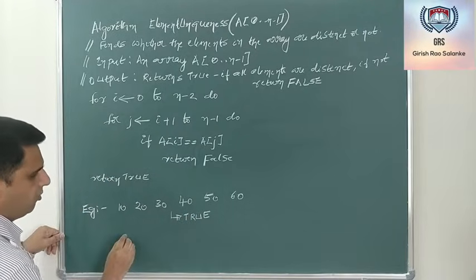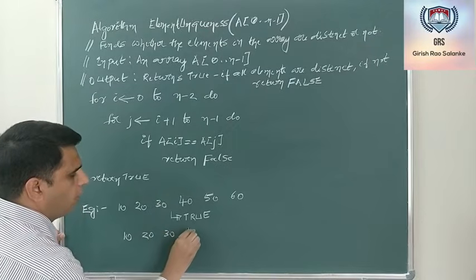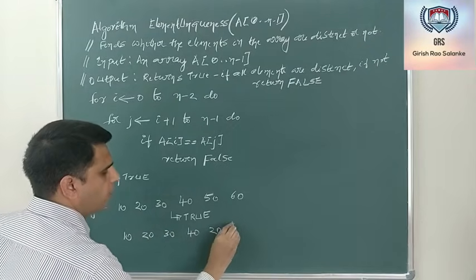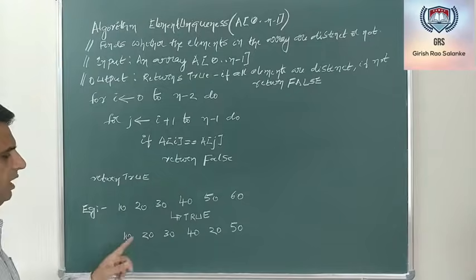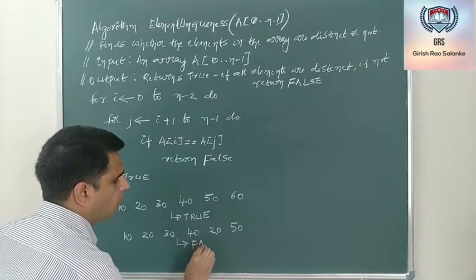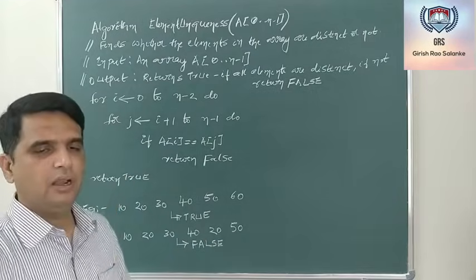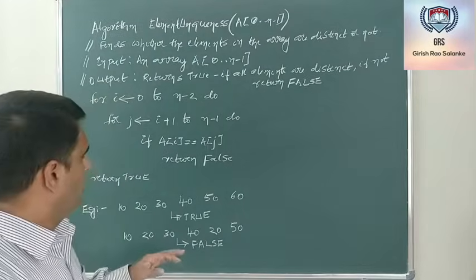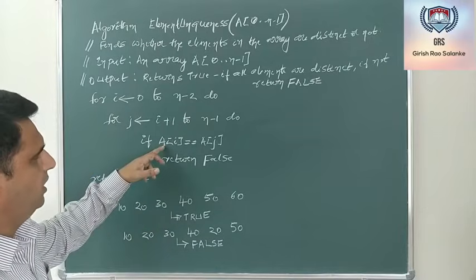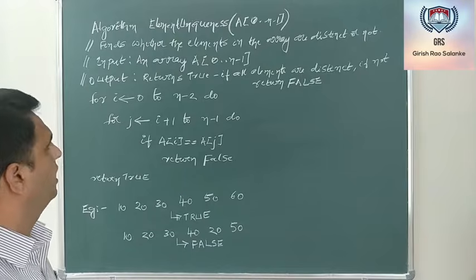Let me take one more example. 10, 20, 30, 40, 20 and 50. Now in this case, 20 is repeated twice. So my algorithm should return false. False. So what is the basic operation? Is the comparison. Let's try to analyze the efficiency of this particular algorithm.